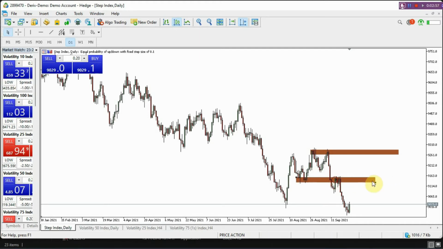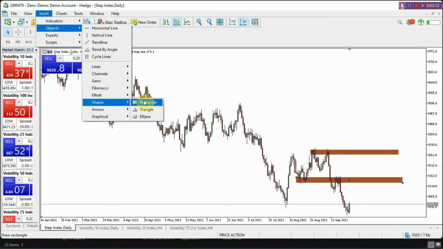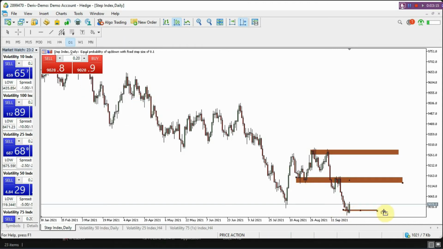Looking at this new area of value on step index, call it my area of value, where I'm looking for a potential move to the downside. I have this new low being created already here, and I have 3 key points I'm looking at: 1, 2, and 3. Since this is on a downtrend, I'll definitely be looking for selling opportunities, and from here I'm looking for price to make a little move to this side.